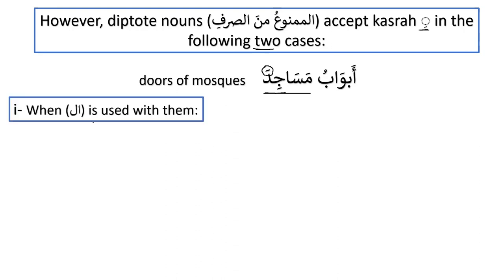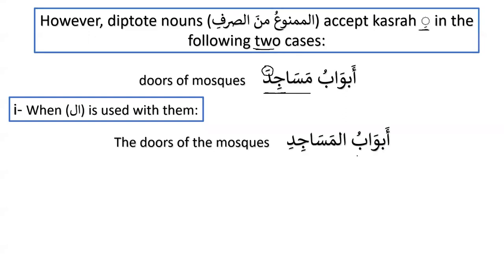However, if al is used with them, I mean with the nouns that are al-mamnu min as-sarf or diptote, then they will accept kasra. For example, you say abwabul masajidi, the doors of mosques. Now we can see over here that because we have al with that, it can accept kasra. So that's the first condition where the nouns that are diptotes can accept kasra.